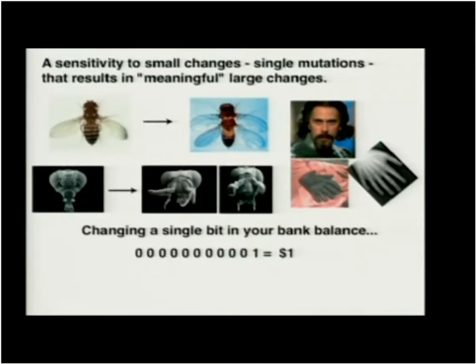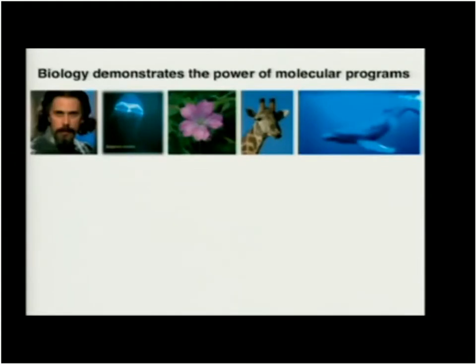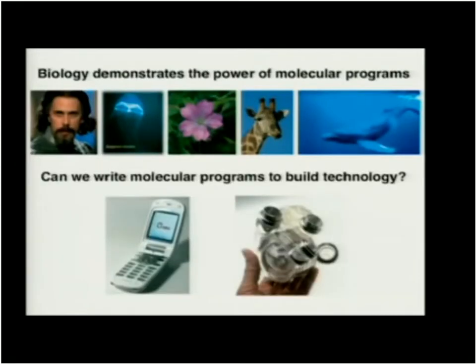Now, a hallmark of computer programs is just this kind of sensitivity to small changes. If your bank account's $1 and you flip a single bit, you can end up with $1,000. So these small changes indicate to us that a complicated computation in development is underlying these amplified large changes. So now, all of this indicates that there are molecular programs underlying biology, and it shows the power of molecular programs, which biology does. And what I want to do is write molecular programs, potentially to build technology.